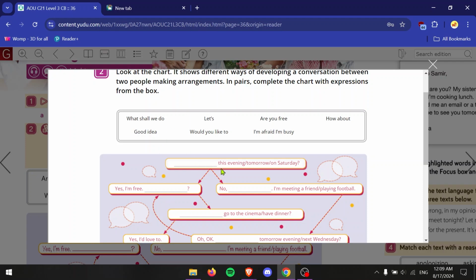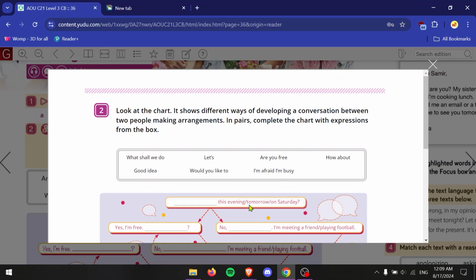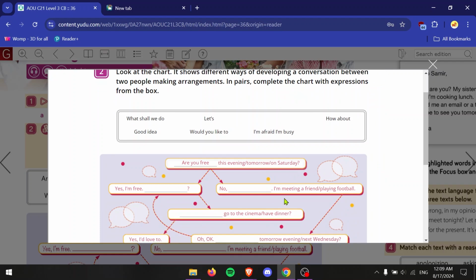So let's start with the first one. Dash this evening, tomorrow, or on Saturday. This is a question, by the way, so we'll say something like, are you free this evening, tomorrow, on Saturday? Think of it as you making plans with friends. You could get two answers. Yes, I'm free. And then someone would usually say something like, what shall we do? Or you'll get a no, I'm afraid I'm busy. You'll probably get a reason, probably not. So in this case, there's a reason. I'm meeting a friend or playing football.